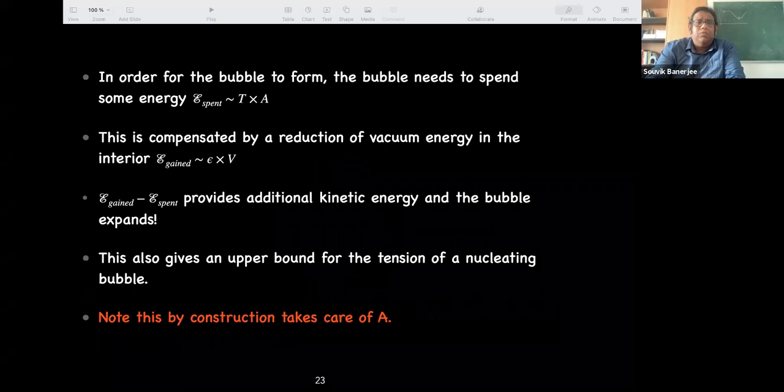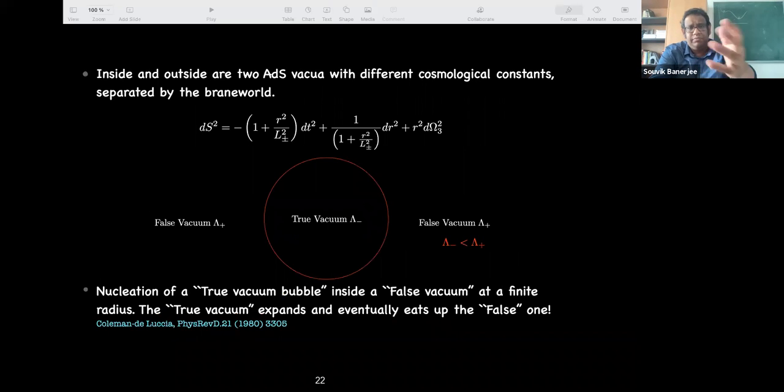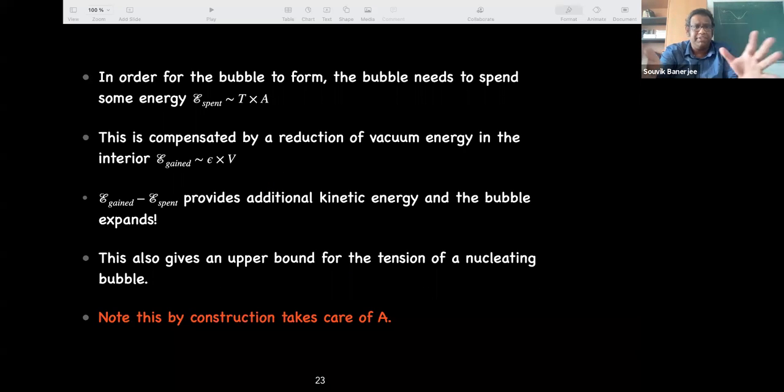Now, we know that in order for this bubble to form, the bubble needs to spend some energy, which is proportional to its surface tension multiplied by its area. And this is compensated by the reduction of the vacuum energy in the interior. The interior vacuum energy is less, so this will be compensated by this interior energy.